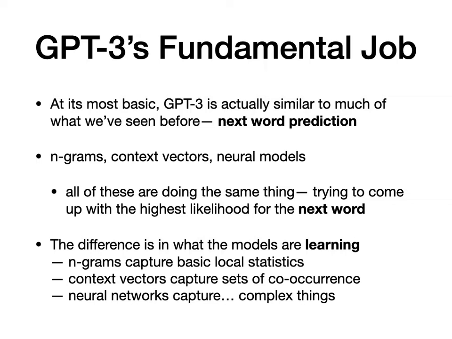The difference is what the models are learning. N-grams are capturing basic local statistics. Context vectors are trying to get these co-occurrences that are nearby in these bag of words models. Neural networks are doing something a little more complex. And at the end of the day, GPT-3 is primarily a neural network.